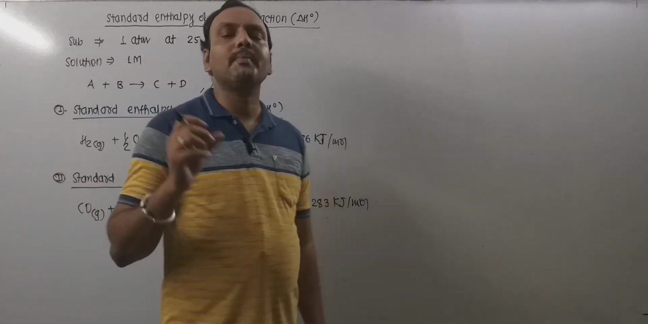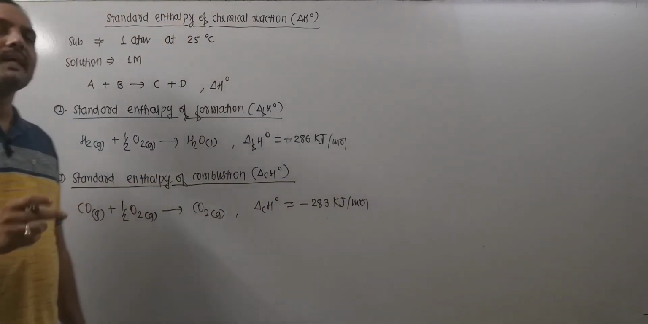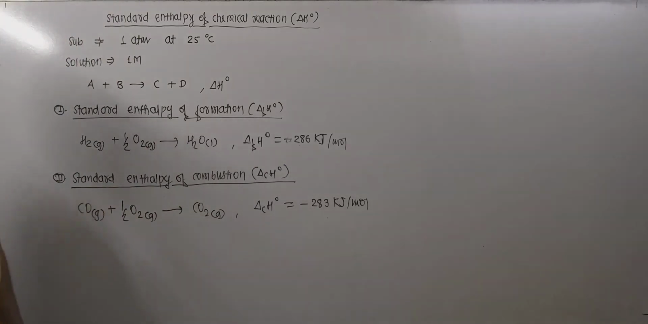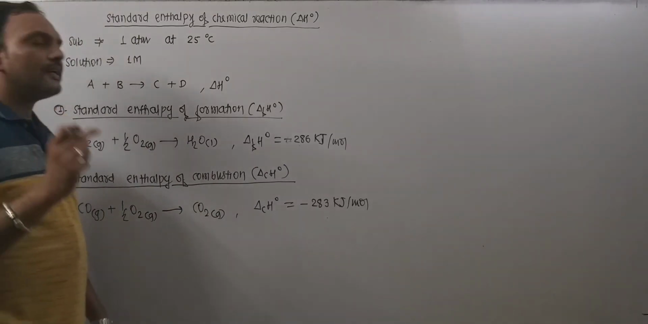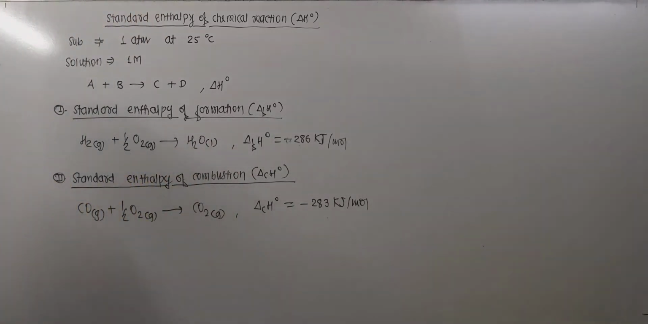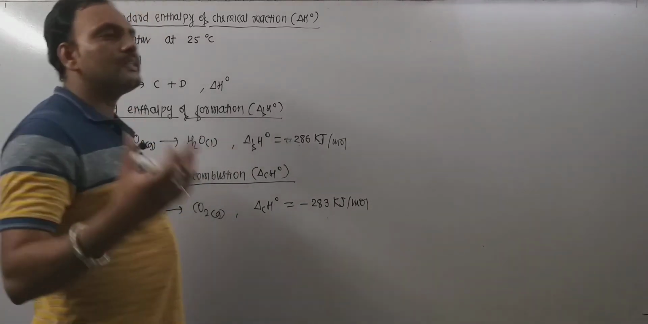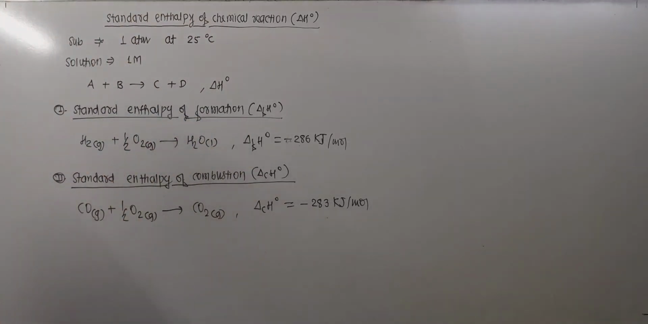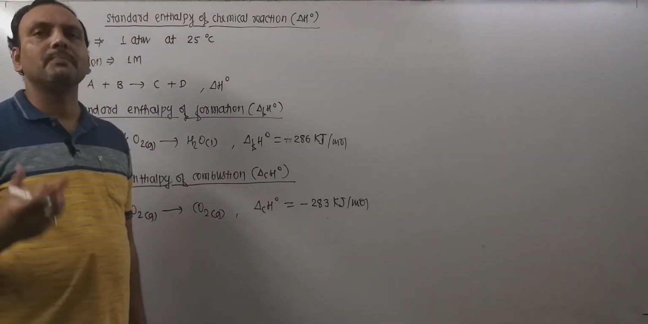Thus enthalpy of combustion is the enthalpy change in the process of burning 1 mole of a substance in oxygen, and during the course of that reaction whatever heat change occurs is said to be the standard enthalpy of combustion of that specific substance.